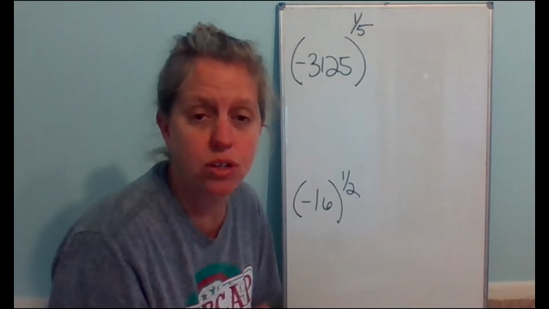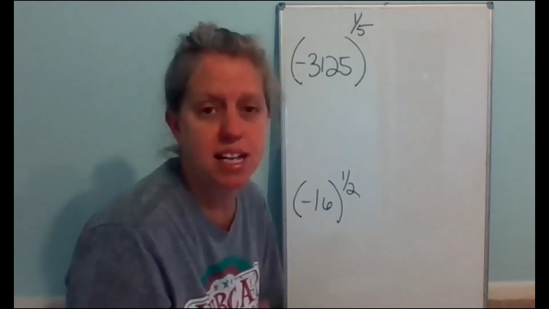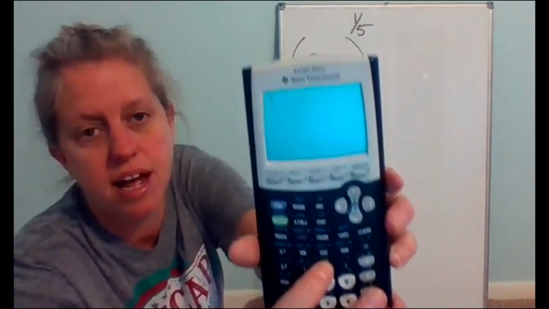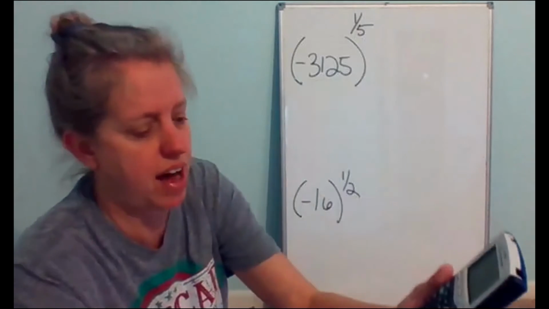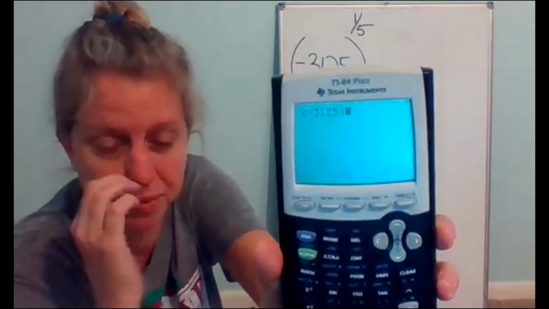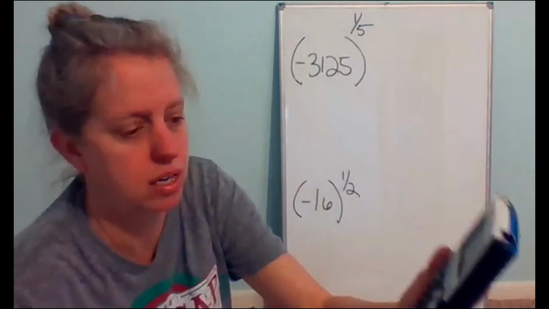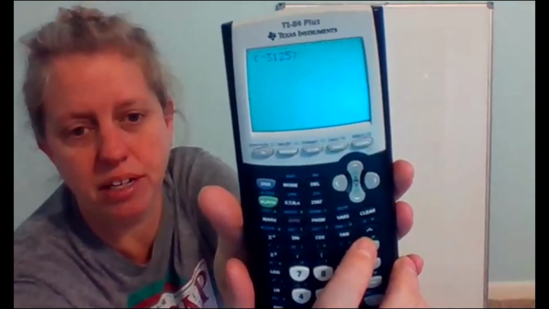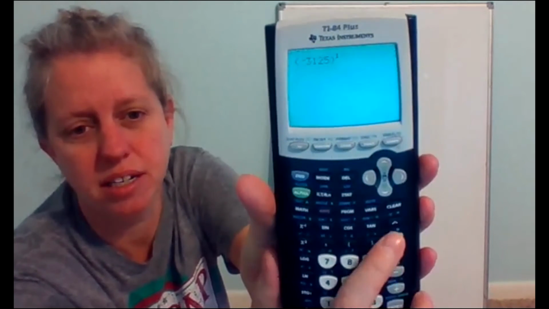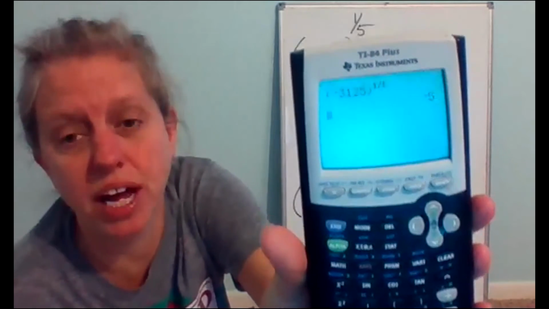Anytime you're dealing with radicals or numbers that are exponents that are fractions, anytime you have a negative, that's when you want to put the open parenthesis, negative 3125, close, then raise that to the 1/5 power. So go up into your exponent and then type in 1 divided by 5, hit enter. You get -5.